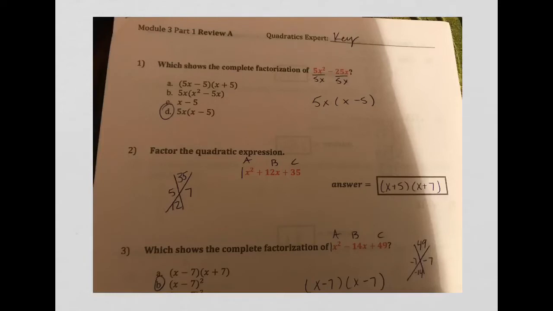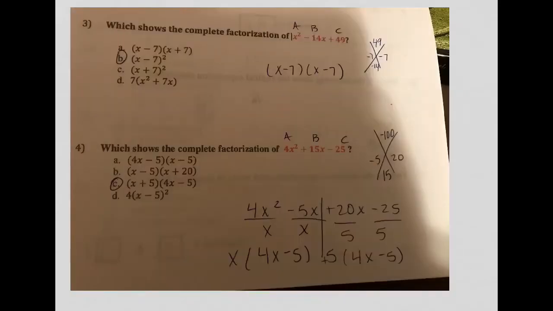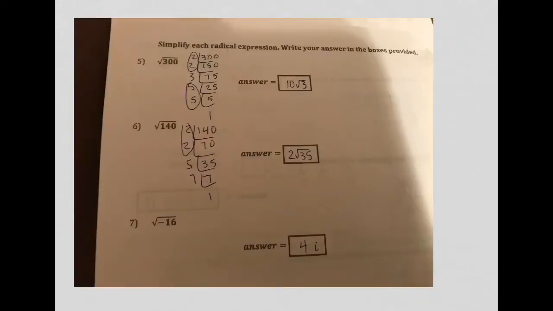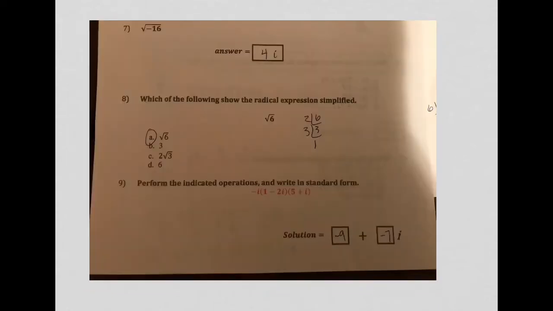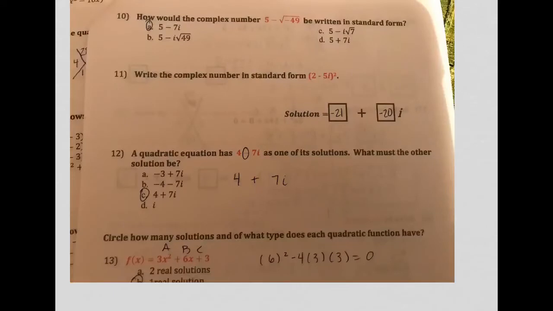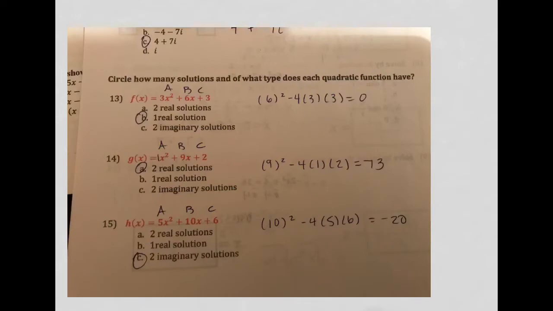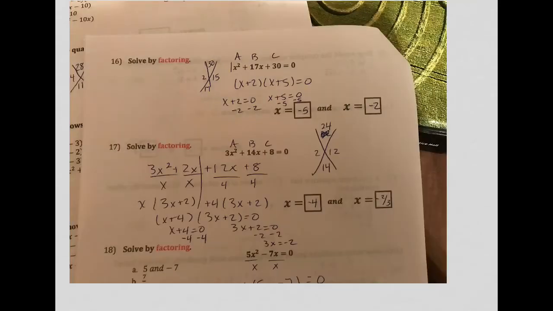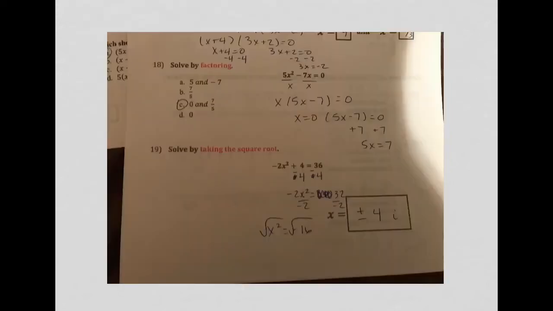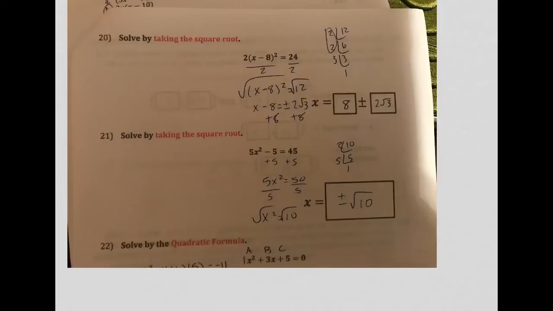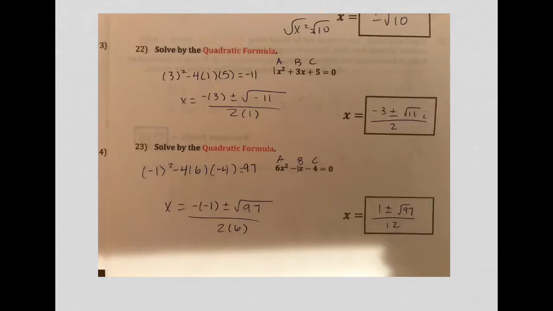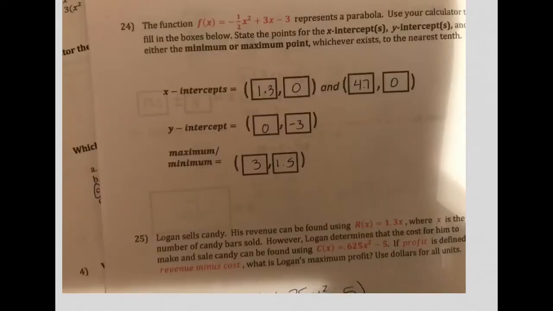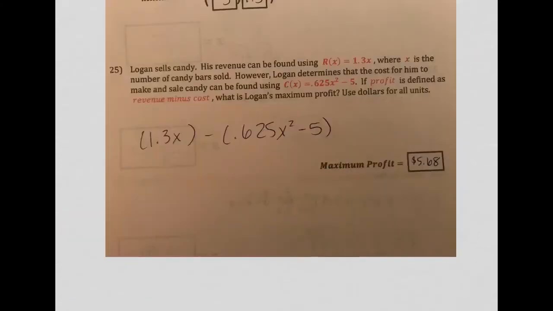So here are the answers for 1 and 2, 3 and 4, 5, 6, and 7, 8 and 9, 10, 11, and 12, 13, 14, and 15, 16 and 17, 18 and 19, 20 and 21, 22 and 23, 24, and 25.